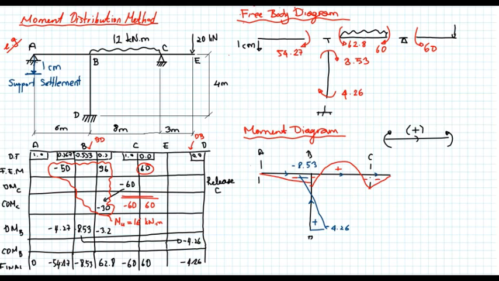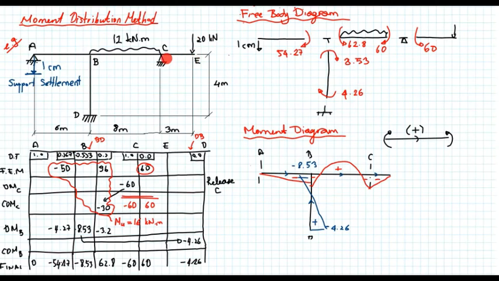So the only challenge here is the support settlement, but remember that if we, as a starting point, assume that rotation is equal to 0, we can actually calculate the moment due to any deformation by using the slope deflection equations, and this is what we did. For a 1 centimeter support settlement, we calculated the moment to be equal to 50. The other challenge is how to handle this 20 kilonewton.